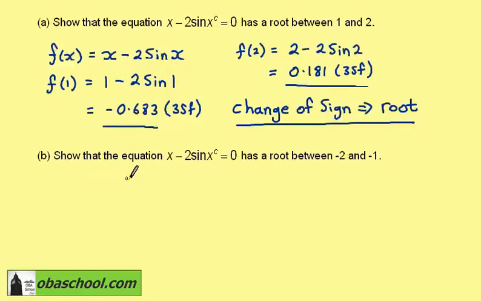We can similarly show that the same equation has a root between minus 2 and minus 1. Here's f of x. We just need to evaluate it at minus 2, giving us minus 2 take away 2 times the sine of minus 2 radians, and this gives us minus 0.181.